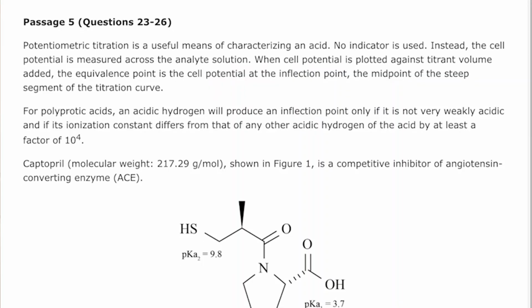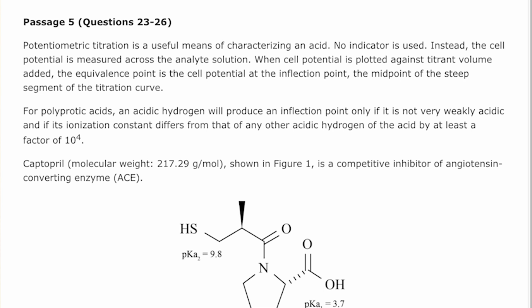So for polyprotic acids, an acid hydrogen will produce an inflection point only if it is not very weakly acidic, and if its ionization constant differs from that of any other acidic hydrogen of the acid by at least a factor of 10 to the fourth. All right, they give us a number there. Might need to reference back to this. This is specifically for a polyprotic acid.